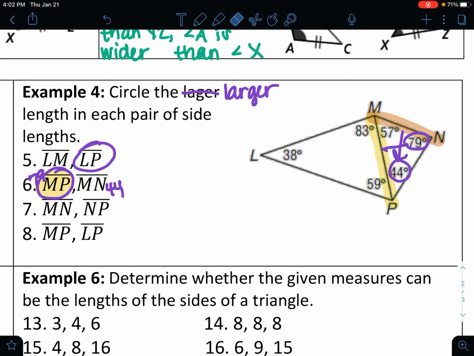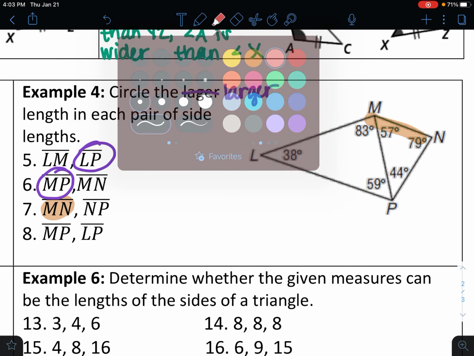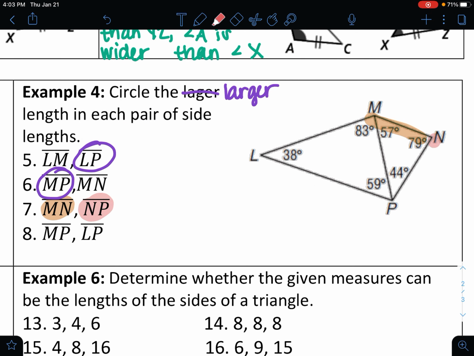I hope that helps. I'm going to erase the other stuff because I don't like clutter. Next we have MN and NP, just using weird colors, why not? Across from NP is 57, so I'll put a 57 right there to help me remember. Across from MN is 44. Which one's greater? NP is greater.